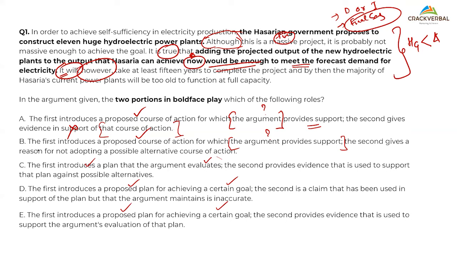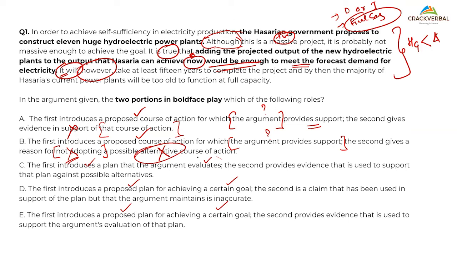Next, second gives a reason for not adopting a particular alternative course of action. Now, is it an alternative? Are there two courses of action that we are discussing? This is where the cross should come in. There is no alternative course of action. I'm talking of the same course of action. There is no new course of action being discussed. Plus, nowhere is it mentioned do not adopt. I am saying you adopt it, very good, but it will not satisfy what you are looking for. That is what this option is doing.